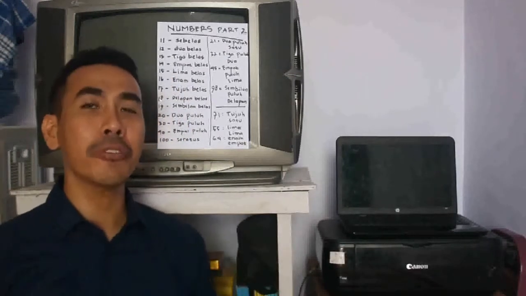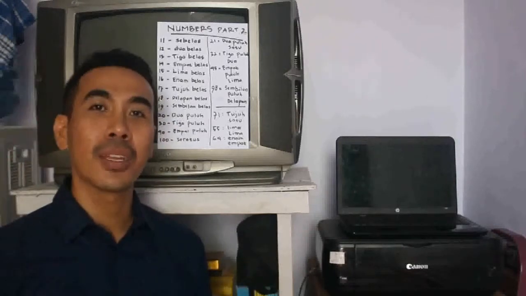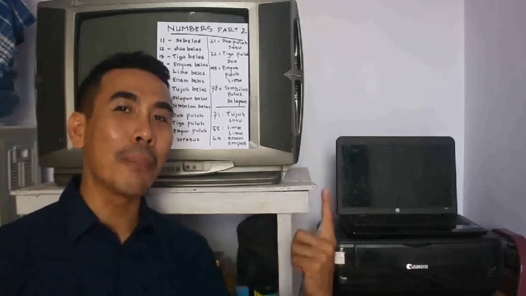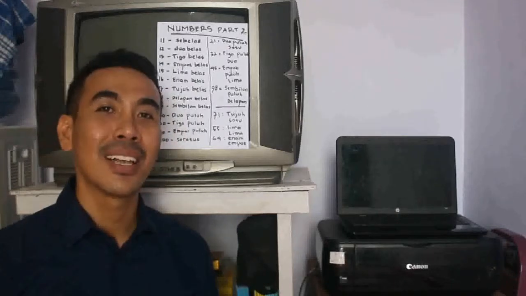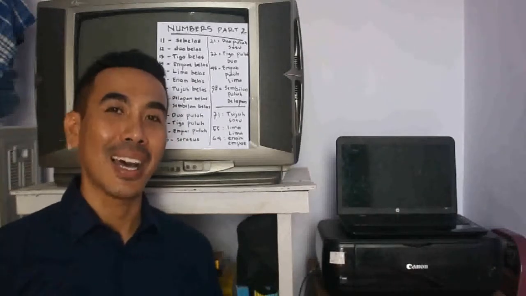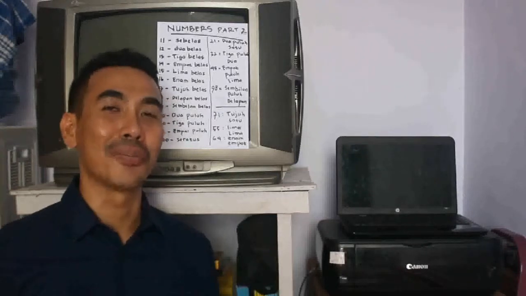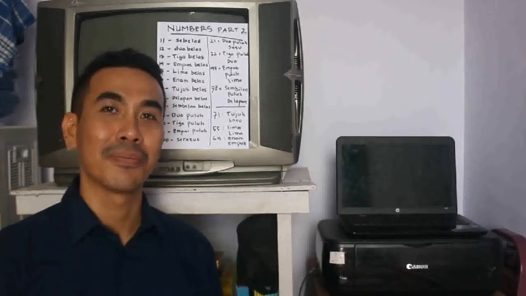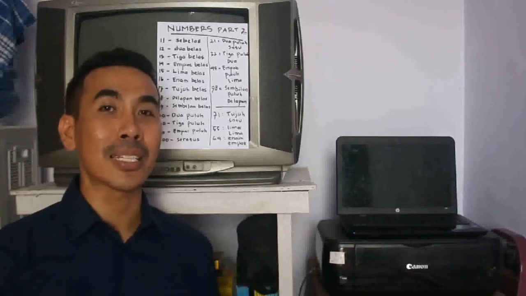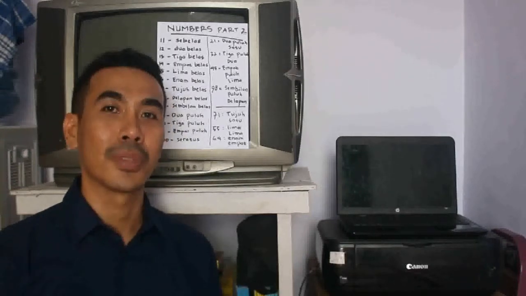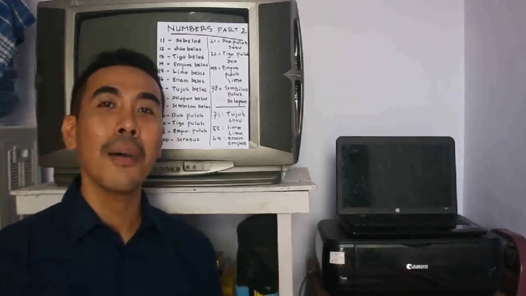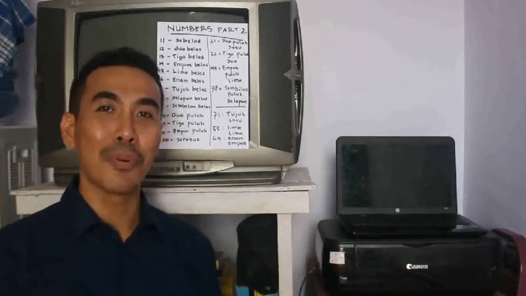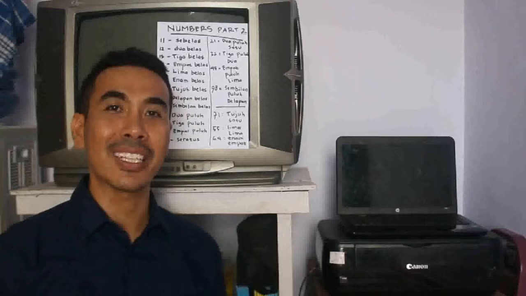Okay, let me review the materials. 11 to 20, Sebelas, Duabelas, Tigabelas, Empatbelas, Limabelas, 16, and so on. 20, 30. 20 can be said in Bahasa Indonesia Dua Puluh. 30, Tiga Puluh. 40, 50, and 100 is Seratus.